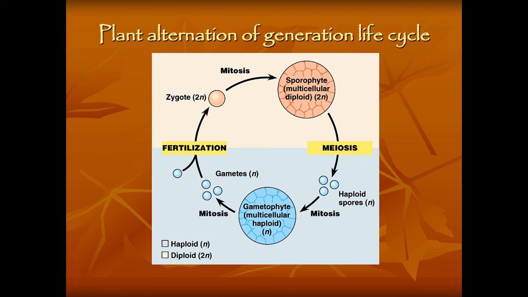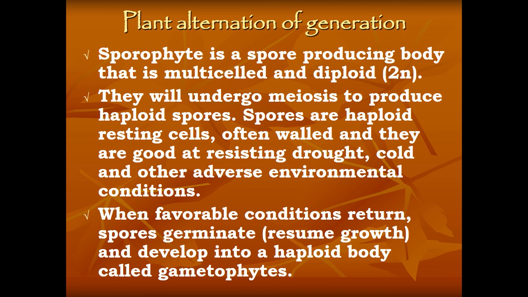The sporophyte, the multicellular diploid here that formed from the zygote, is a spore-producing body that is multicellular and also diploid. It will undergo meiosis to produce haploid spores, and the spores are haploid resting cells, often whole, and they are good at resisting drought, cold, and other harsh conditions. So when favorable conditions return, the spores will germinate and they will develop into a haploid body called a gametophyte.